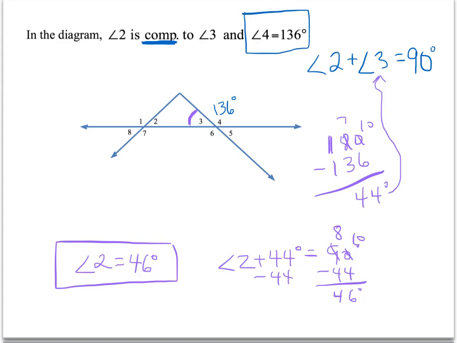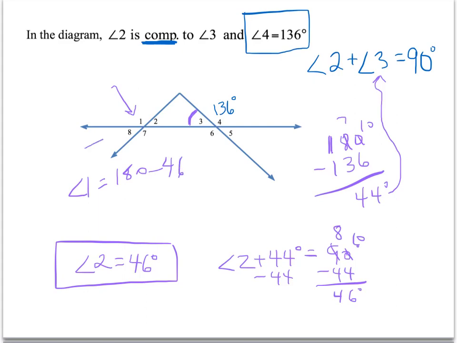I could ask you a variety of questions. I could say, what is angle 2's measure? You would tell me 46. Maybe I ask you to find angle 1's measure. Well, again, to find angle 1, you know it's supplementary to angle 2. So angle 1 is simply going to be 180 minus 46.